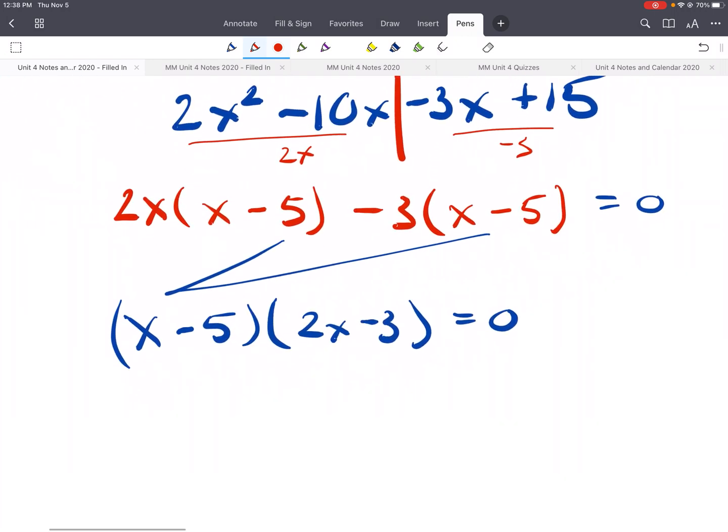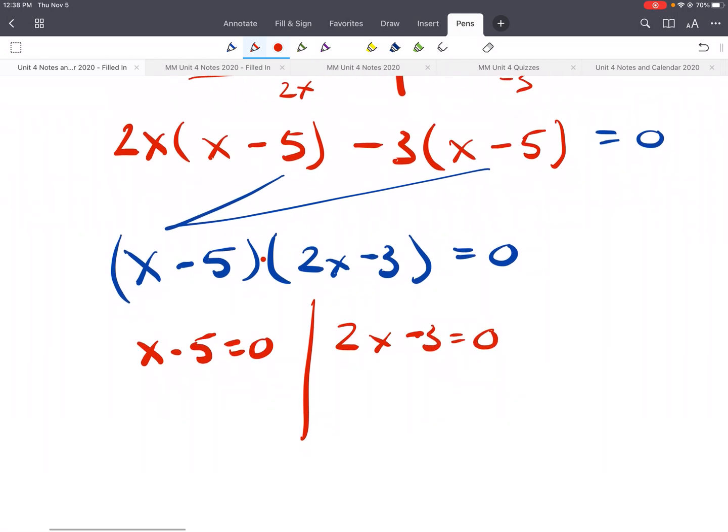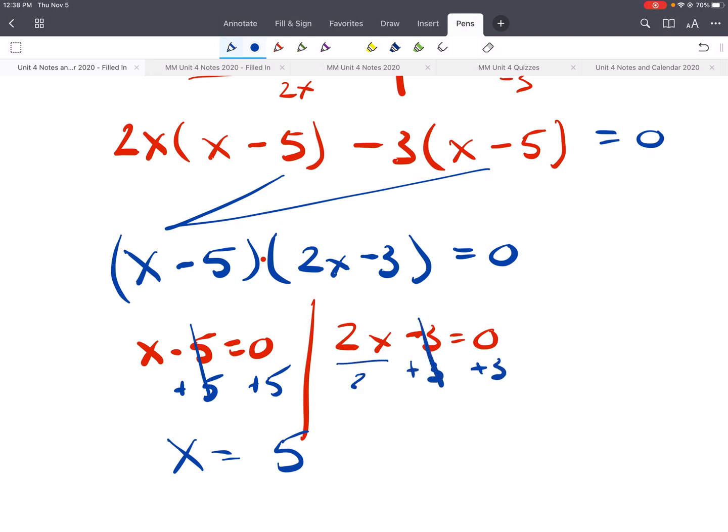Since those two parentheses are being multiplied, we would want to say that either x minus 5 has got to be 0 or 2x minus 3 has got to be 0. And we'd solve for x. So add 5, x equals 5. And we could add 3 and then divide by 2. So 5 or 3.5.